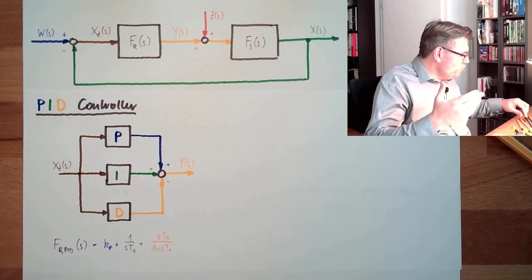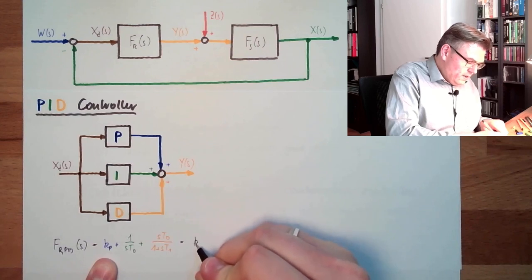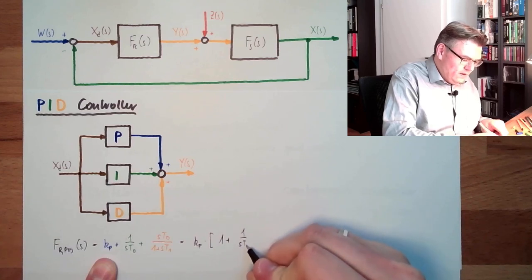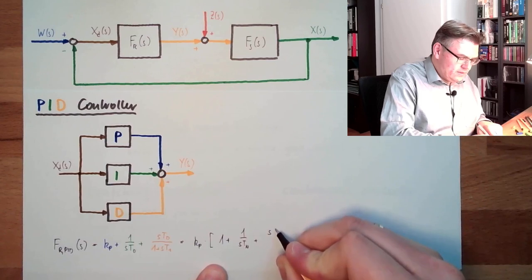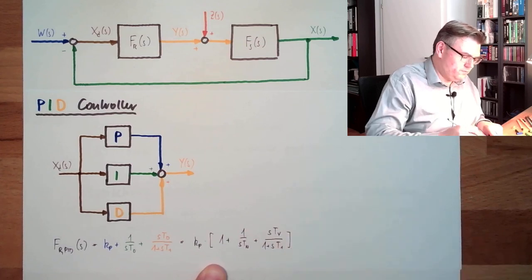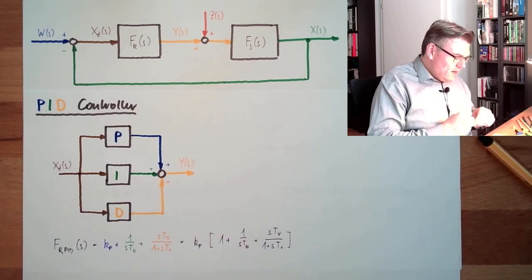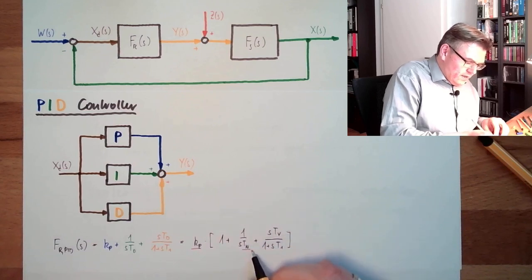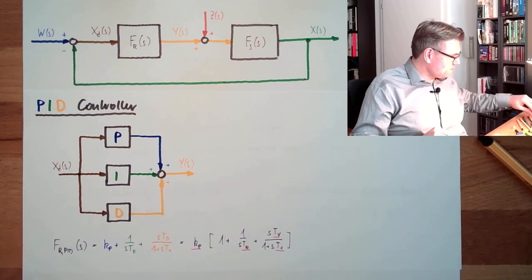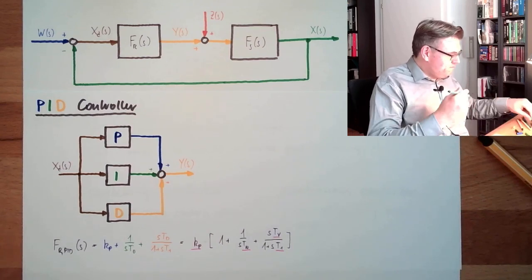And also here we usually do it that way, that we are factoring out this KP. So this is actually KP multiplied by 1 plus 1 divided by STN plus STV divided by 1 plus ST1. Adjustable parameters of such PID controllers are of course the KP, then there's the TN, the TV and the T1. These parameters I usually can adjust. So this is how a PID controller looks from the mathematics side.